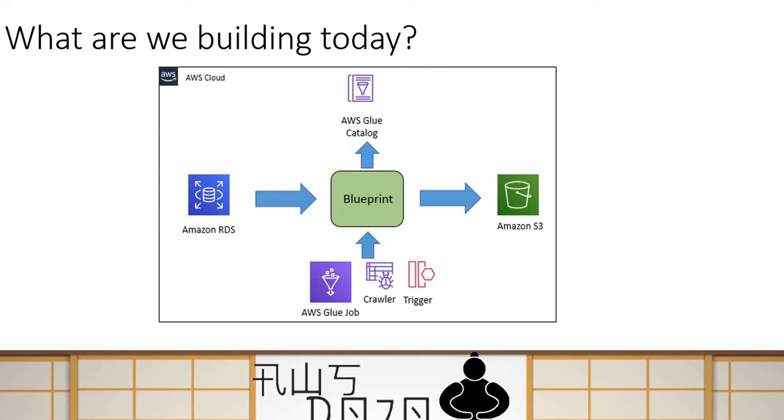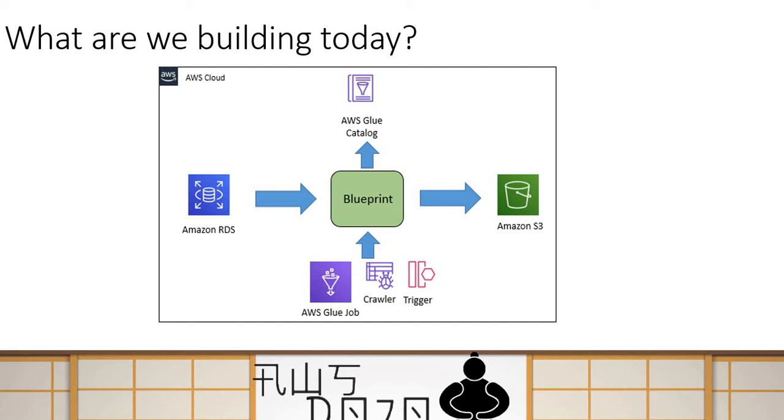So what I'm building today is a pretty straightforward thing. We will have a relational database configured with certain tables and data in it, and then we'll configure a blueprint with the snapshot configuration to dump those tables into an S3 bucket. And this S3 bucket has been configured as a data location inside Lake Formation. As simple as that.